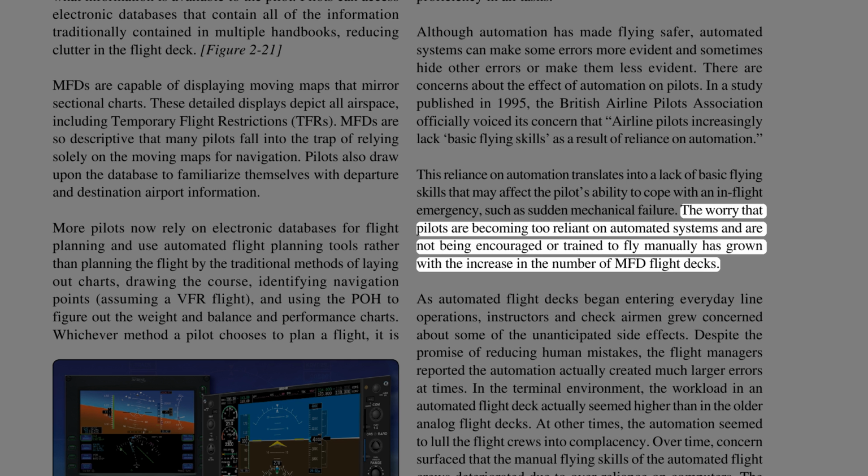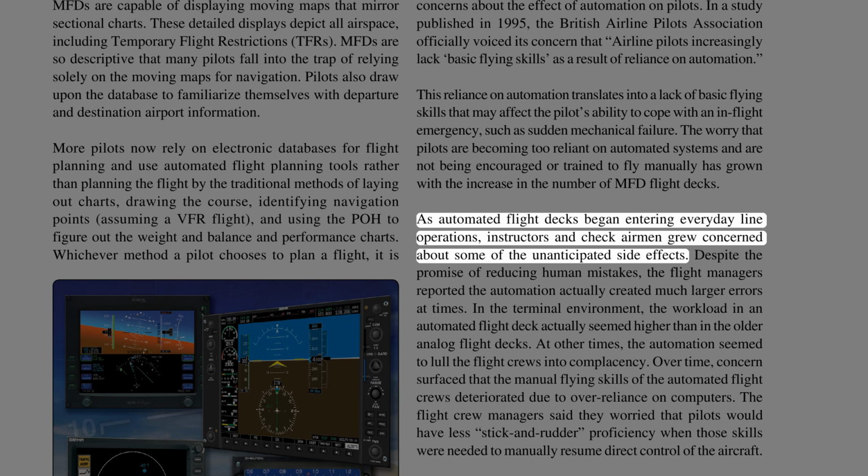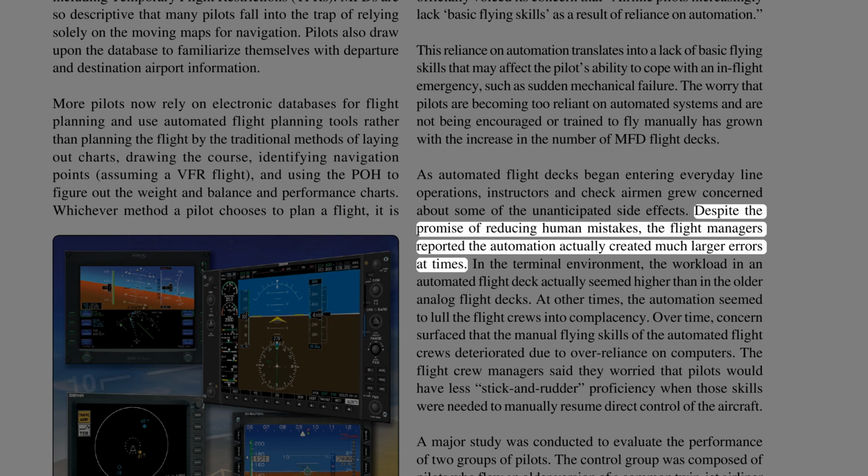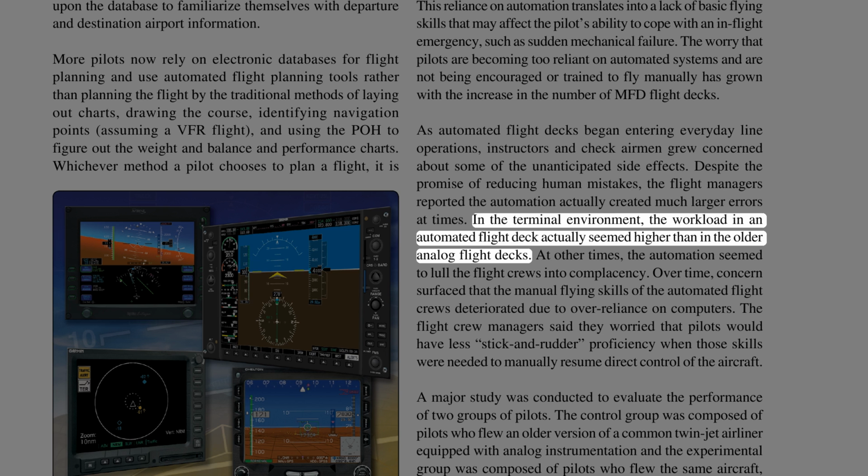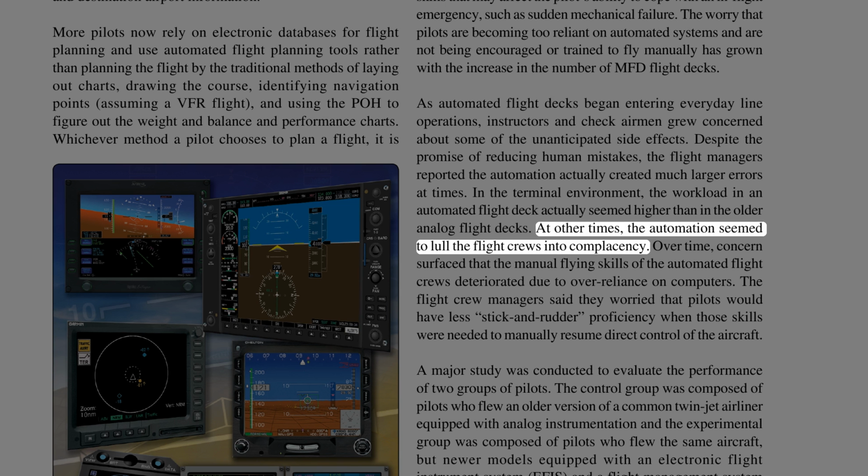The worry that pilots are becoming too reliant on automated systems and are not being encouraged or trained to fly manually has grown with the increase in the number of MFD flight decks. As automated flight decks began entering everyday line operations, instructors and check airmen grew concerned about some of the unanticipated side effects. Despite the promise of reducing human mistakes, the flight managers reported the automation actually created much larger errors at times. In the terminal environment, the workload in an automated flight deck actually seemed higher than in the older analog flight decks. At other times, the automation seemed to lull the flight crews into complacency.